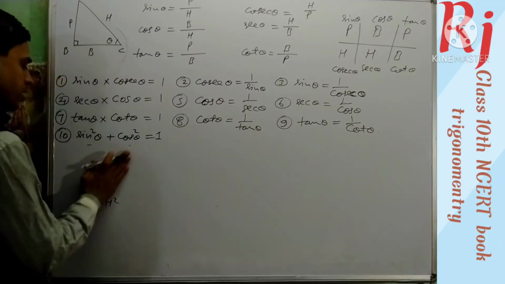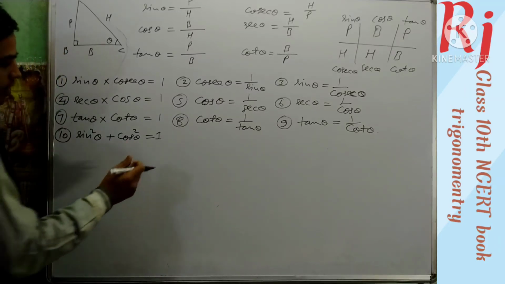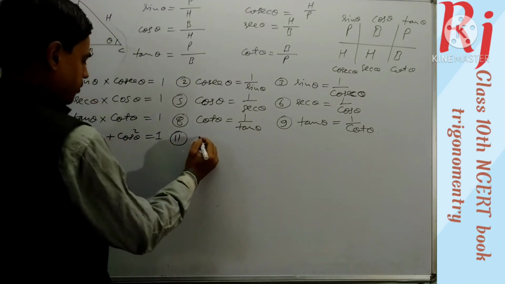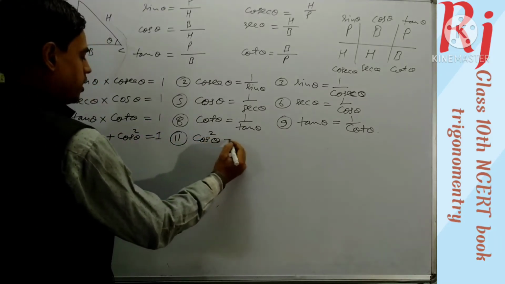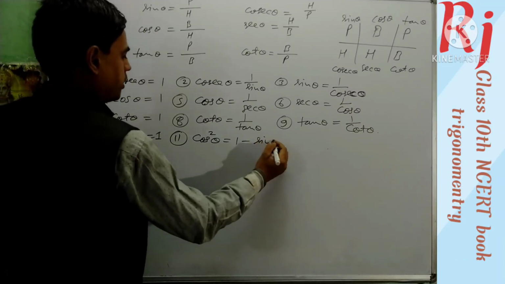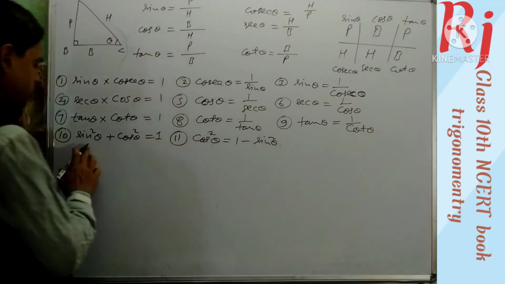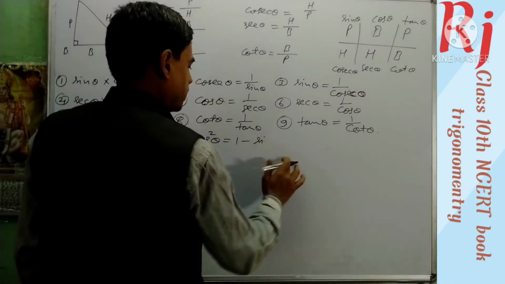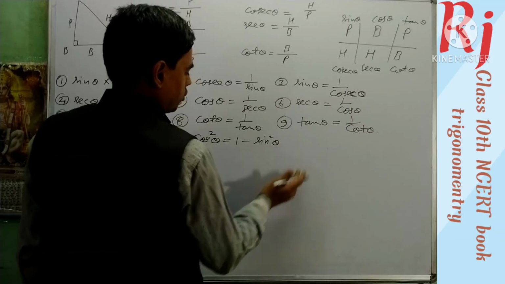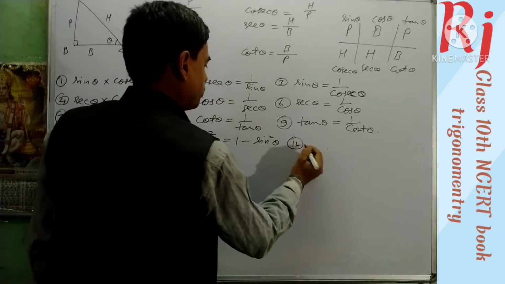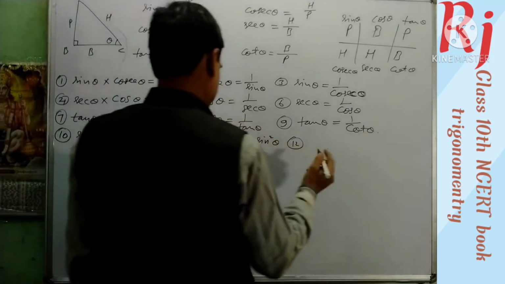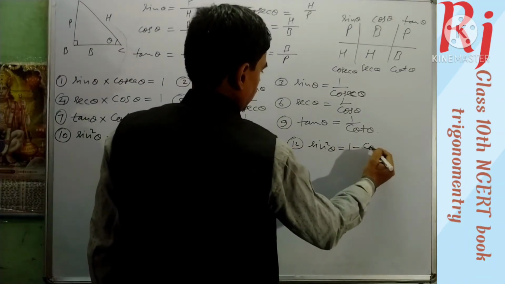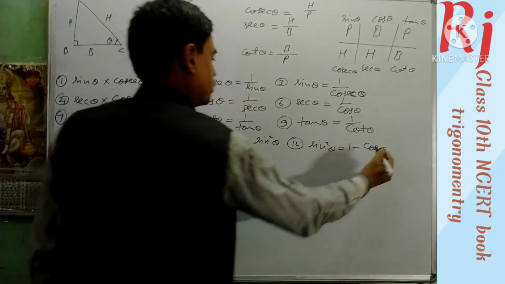Next one, from the third formula we can calculate the 11th formula. According to the 11th formula, cos square theta equals 1 minus sin square theta. We have just transposed the sin square theta there. Now the square is on the sin, it is not on the theta. Now I am going to write the 12th formula. According to the 12th formula, sin square theta equals 1 minus cos square theta.